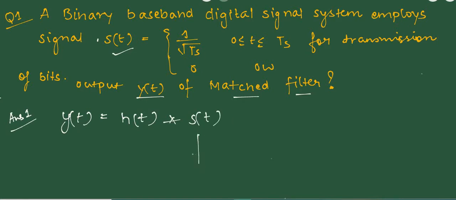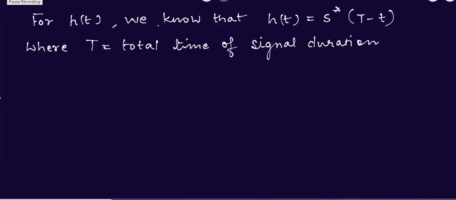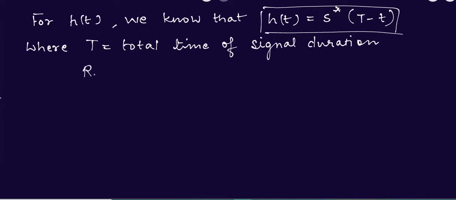Now s(t), we know that we can plot it like this, where this is 1 by root of Ts and this will be Ts, because the given range is this. Now to calculate h(t), we know this relation, okay, and because the signal is real, the conjugate doesn't matter. Now my s(t) is this.